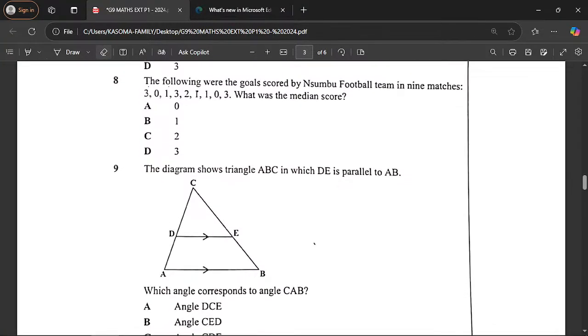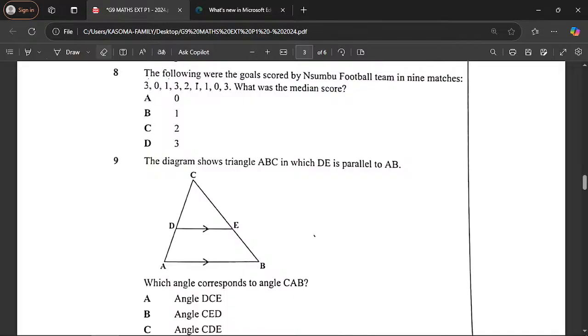Okay, we come to question 8. Question 8 is as follows. The following were the goals scored by Nsumbu football team in 9 matches: 3, 0, 1, 18, 2, 1, 1, 0, 3. What was the median score? Okay, so what is the median score of the scores that Nsumbu football team scored? Find the median score, then comment your answer in the comment section.